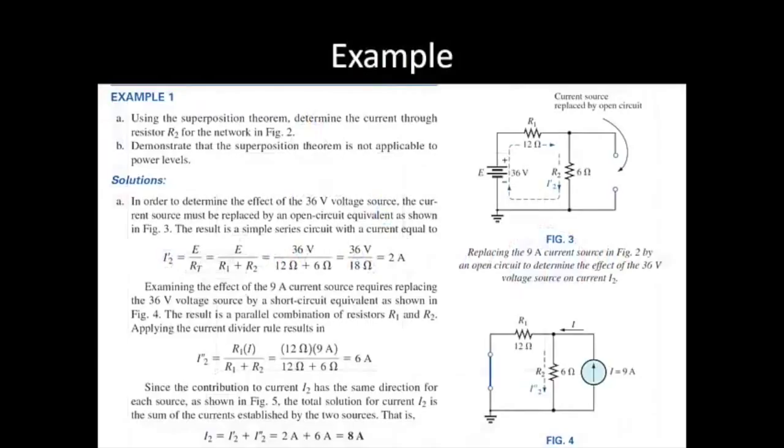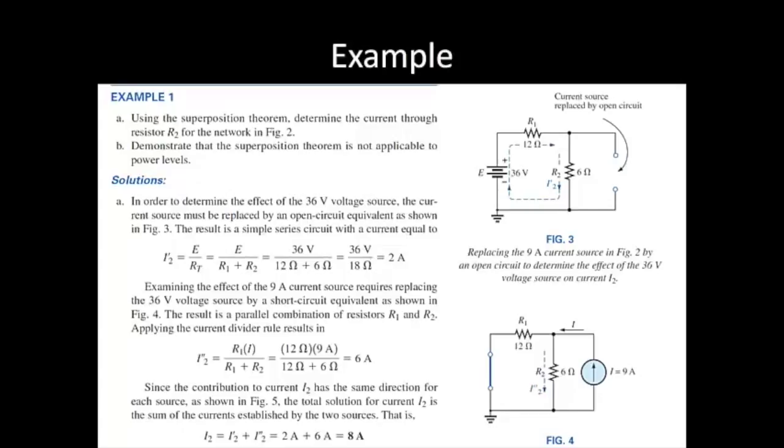To determine the effect of the 36 volt source in the circuit, the current source must first be replaced by an open circuit equivalent, as shown in Figure 3. This results in a simple series circuit with the current equal to I prime, which is equal to E over RT, which is also equal to E over R1 plus R2. When substituting our values in, we get 36 volts over 18 ohms, which is equal to 2 amperes.